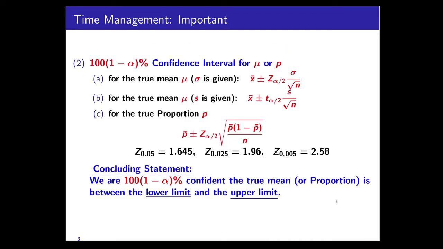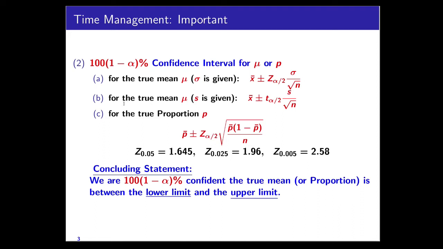Topic number 2 involves questions from chapter 8. 100 minus alpha percent confidence interval estimation for mu or p. Case number 1. For the true mean mu, sigma is given. The formula for computing the confidence interval is the point estimate X bar plus or minus the margin of error, z sub alpha over 2 times sigma over square root of n.